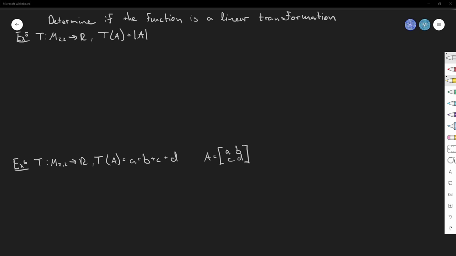So let's get started. The first one, or I guess the fifth one, we have the function that takes in a 2 by 2 matrix, hence the M22, and transforms it to just a real number. The transformation is the function that, given the matrix, gives you its determinant. So you've got to check if it's a linear transformation.